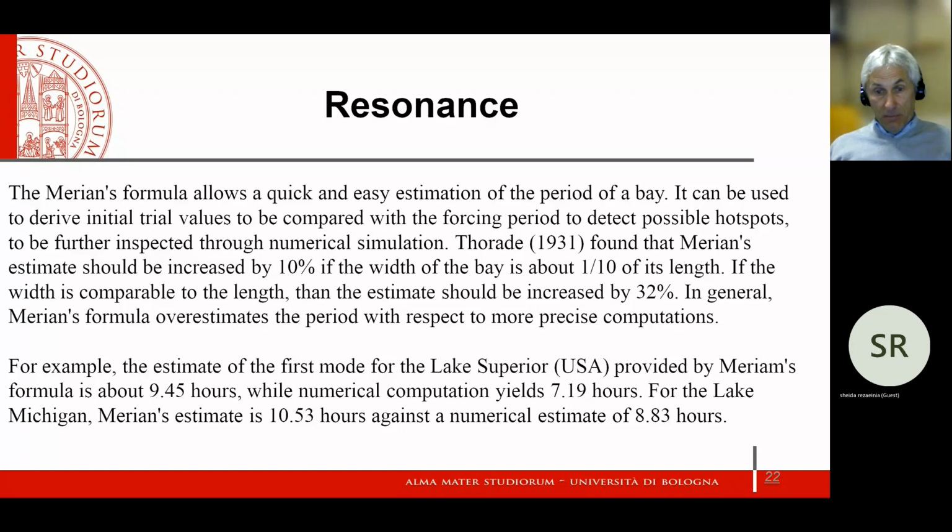Let me give another example. For Lake Superior, one of the Great Lakes of the United States, the estimate for the period corresponding to the first mode provided by Merian's formula is about 9.45 hours. Numerical computation instead gives a little bit more than 7 hours. For Lake Michigan, Merian's estimate is about 10.5 hours against a numerical estimate of about 9 hours. So you see that for these natural lakes, Merian's formula provides satisfactory estimates.